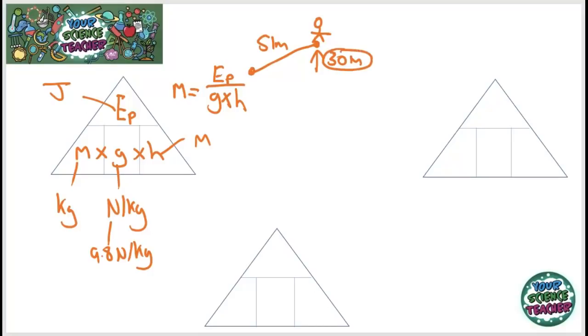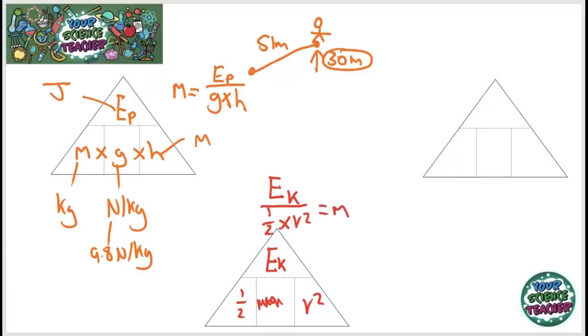The next one we're going to look at is kinetic energy, and the way to work out kinetic energy is by doing a half times mass times velocity squared. Now this one's a little bit more tricky to rearrange. Kinetic energy is obviously easy, half times mass times velocity squared. However, what happens if I want to calculate mass? So I'll just cover up mass, and EK divided by half times V squared equals mass.